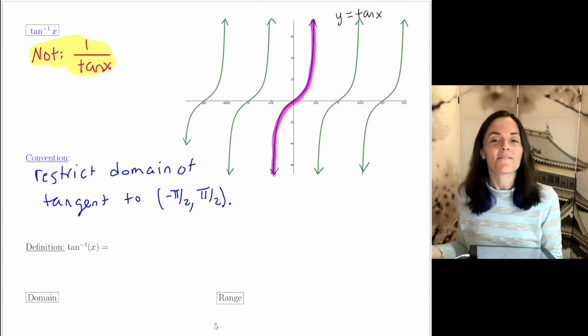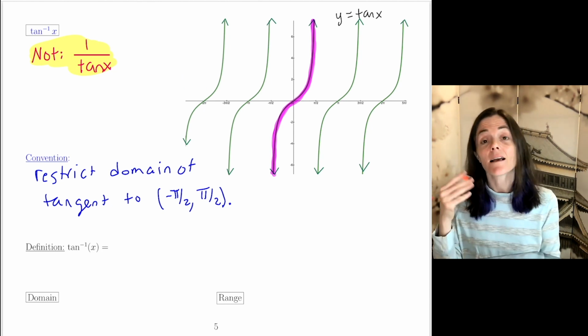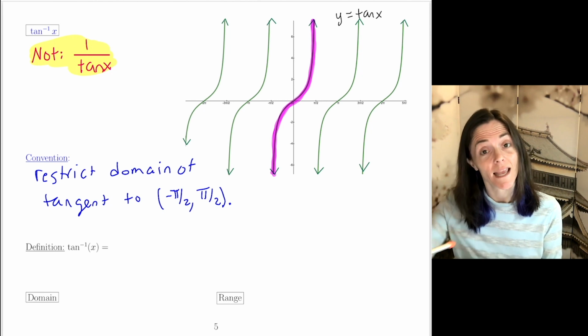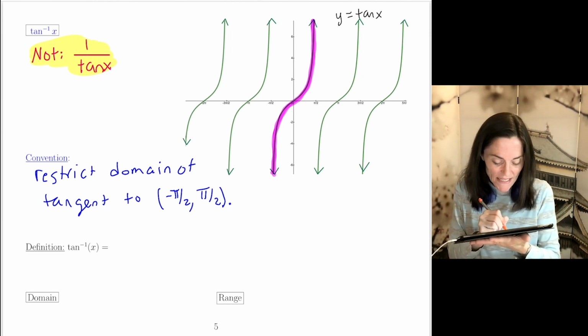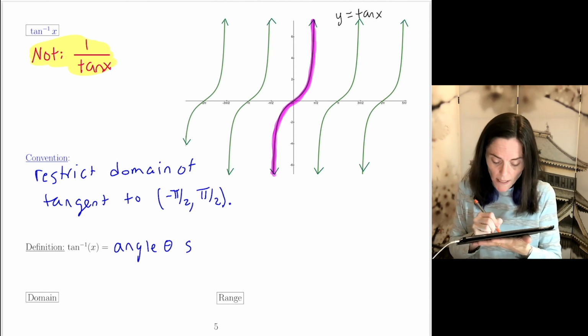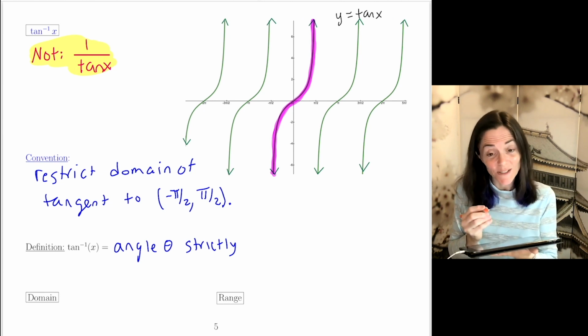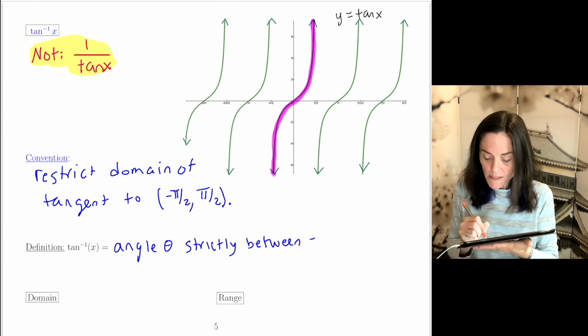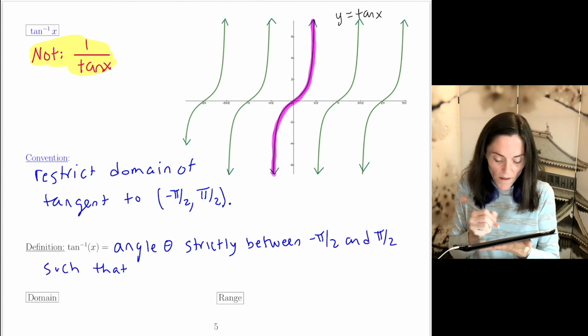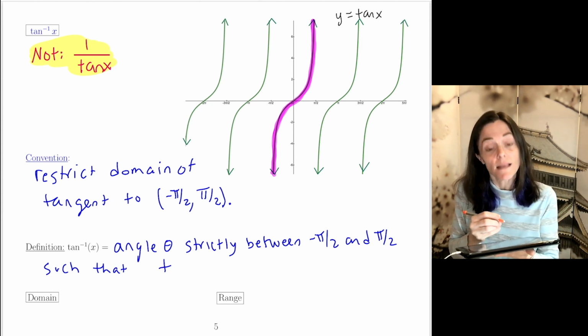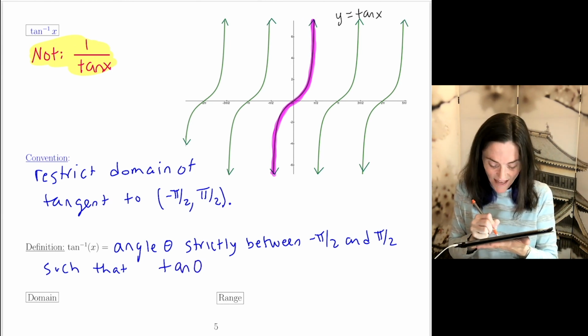So let's write the definition. So x here is a value of tangent. Well, this is an angle theta, and I will say strictly between, because theta will never be minus pi over 2 or pi over 2. So strictly between minus pi over 2 and pi over 2, such that the tangent of theta equals x.